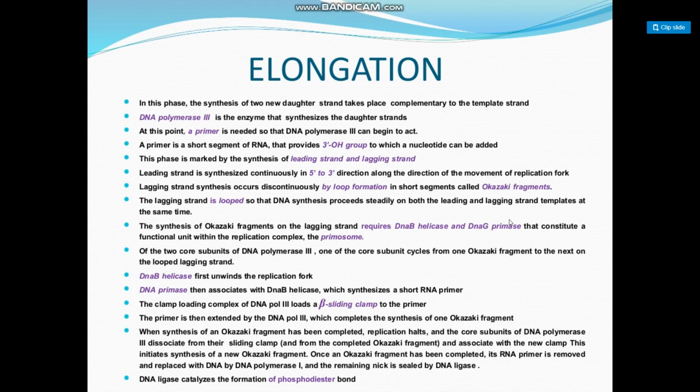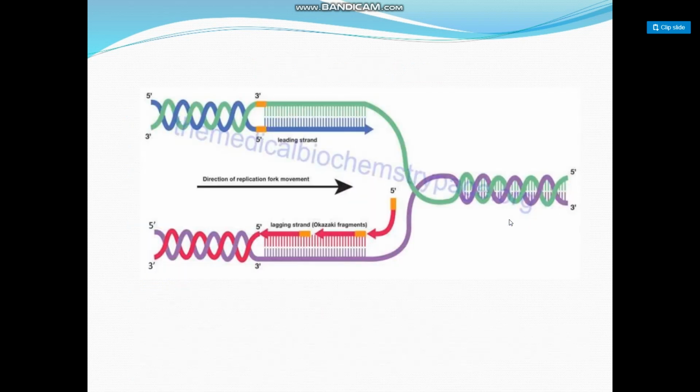Once an Okazaki fragment has been completed, its RNA primer is removed and replaced with DNA by DNA polymerase I. Then the remaining nick is sealed by DNA ligase, and DNA ligase catalyzes the formation of a phosphodiester bond. In these images, we can see the direction of replication fork movement.